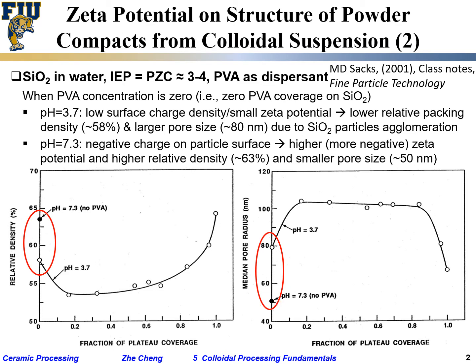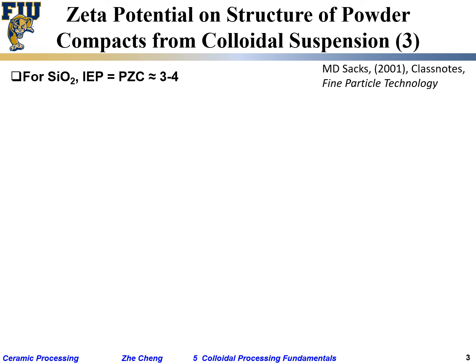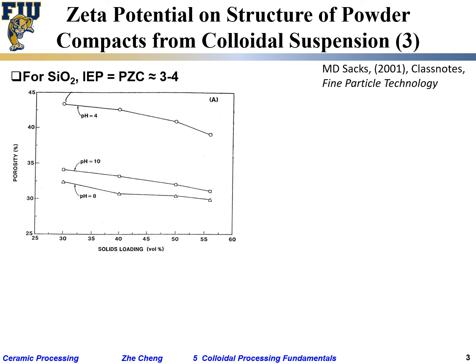That's kind of what people observed in experiments. When your suspension is more stable, when the particles eventually come together, they pack at the bottom of your suspension. They pack denser because you give enough time for the particles to arrange and pack denser. That's the experimental observation. And another effect. Here I'm still talking about silicon dioxide. Still, it has the PZC or IEP of roughly 3 to 4.